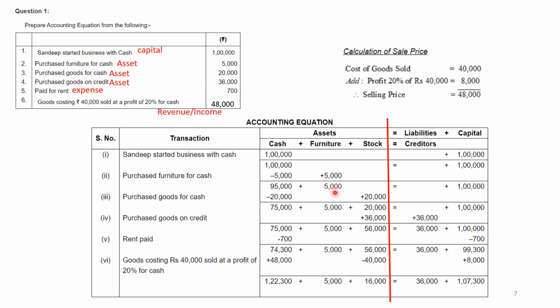You should maintain that. Then stock: stock is how much? 20,000. That means minus 20,000 in cash, and here plus 20,000. But on the right side, how much should it be? 1 lakh only, correct? Why? See here, minus 20 and plus 20 will get cancelled, 0. 95 plus 5, 1 lakh. So always left hand side should be equal to right hand side. That you should know.